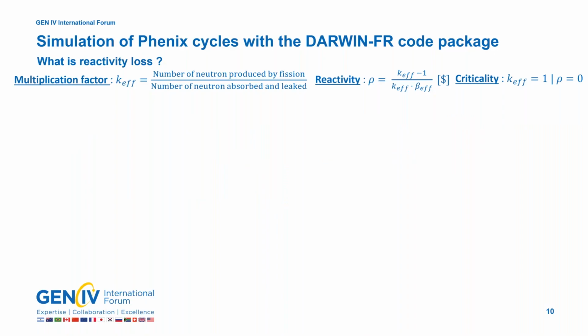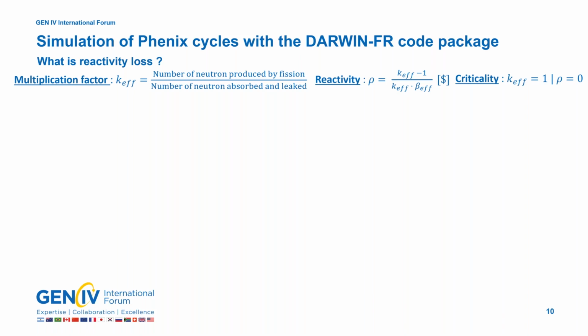So before explaining how to compute reactivity loss, we first need to define what reactivity loss is in a more physical way. For that, I will need to introduce some neutronics vocabulary. Inside the reactor, one of the most important characteristics is the multiplication factor, which is the number of neutrons produced by fission over the number of neutrons absorbed and leaked. So it's directly related to the chain reaction.